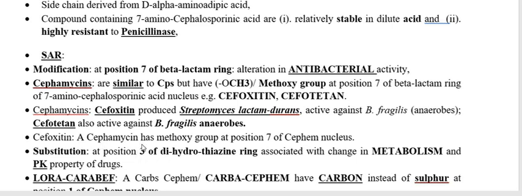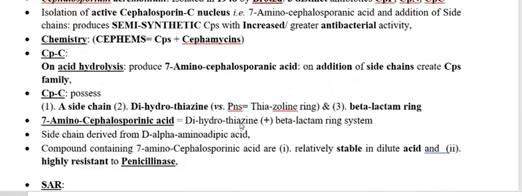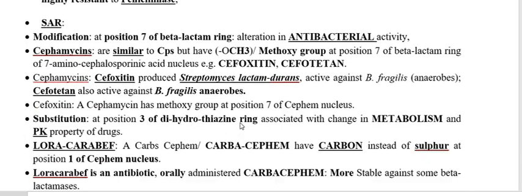As I earlier mentioned, when you substitute at position 3 of the dihydrothiazine ring, this is the 3 position, at R2, then the compounds possess different properties. What is different is the change in metabolism as well as the change in pharmacokinetic property of the cephalosporin.